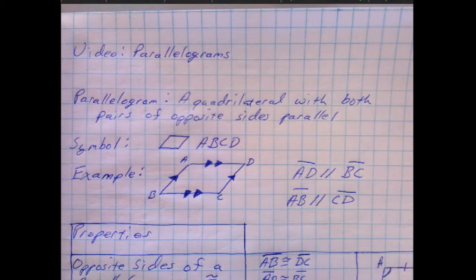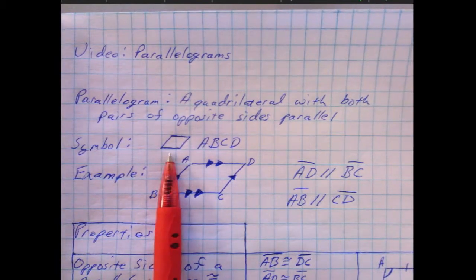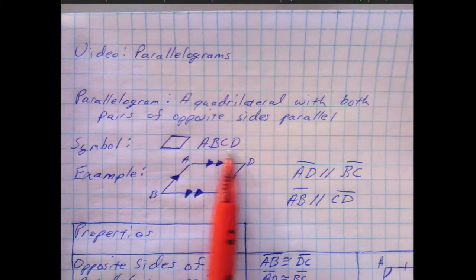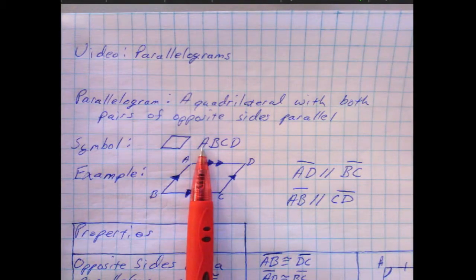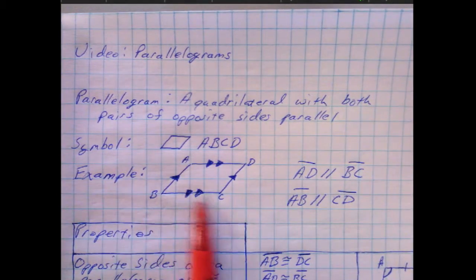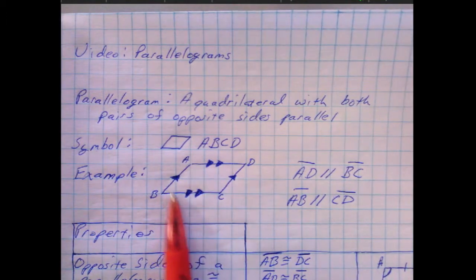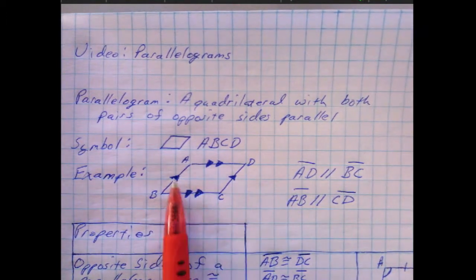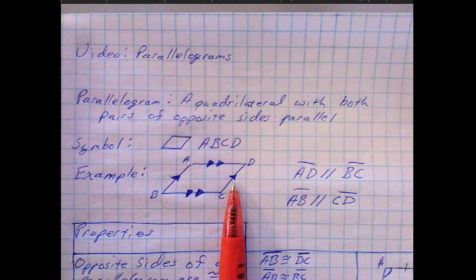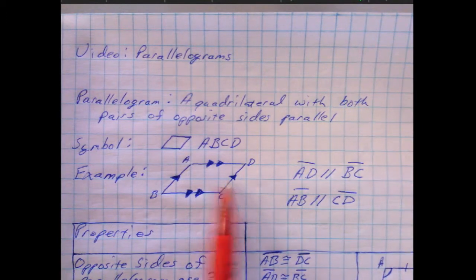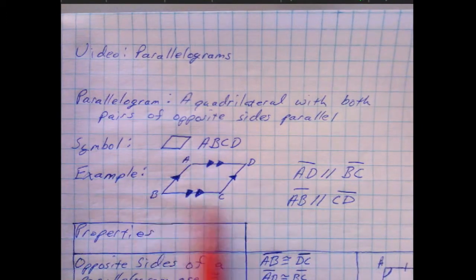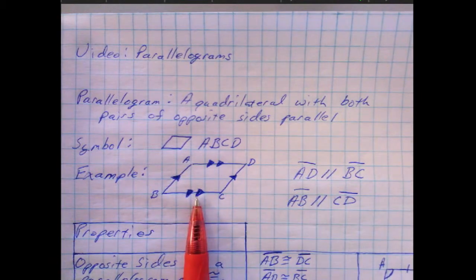So we're going to start out with the definition, and it's just a quadrilateral with both pairs of opposite sides being parallel. So we use the symbol here, looks like a parallelogram, and then 4 letters since it's a quadrilateral. This is an example of a parallelogram. So we have opposite sides are parallel, so AB and CD are parallel, and AD and BC are parallel.